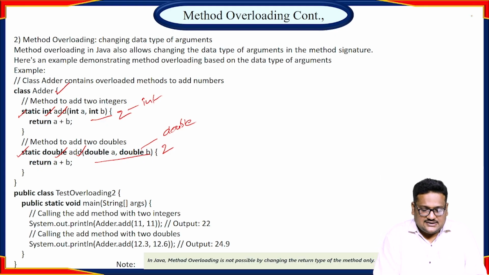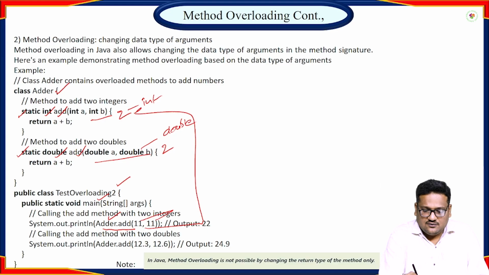Same way, I am taking one more class here. The class name is TestOverloading2. I am taking the main method. Inside of the println method, I am invoking the method with the class name, since that is a static method. These two are integer variables, so with this the first method will be invoked.